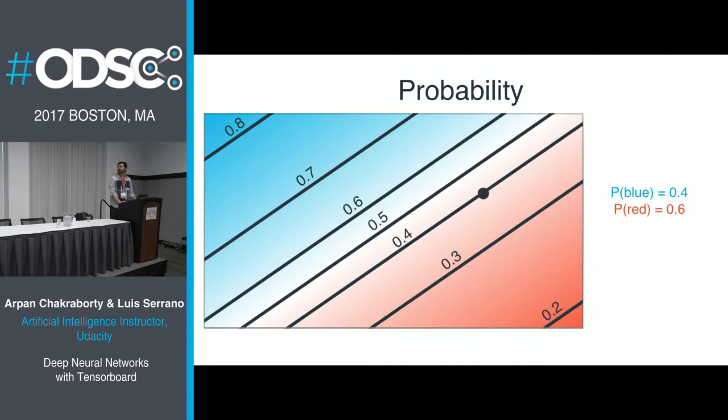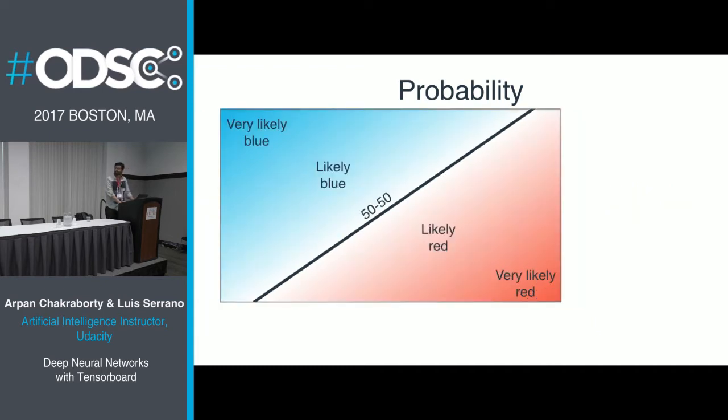Something like this, for example: this point has a 50-50 chance of being blue or red. This one has 30 of being blue and 70 of being red, and this one is like 80 of being blue and 20 of being red. So it looks like this. And how do we build such a probability function?